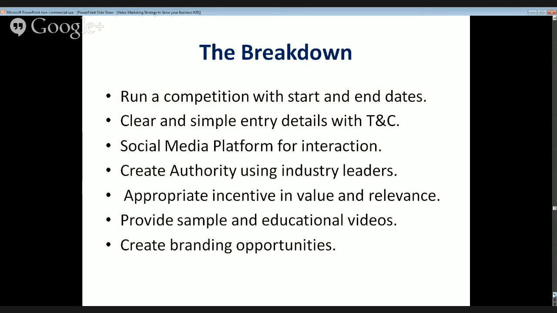And don't forget, obviously, create branding opportunities. Make sure that every video they produce has your brand. Either they're using your product, or you might have a competition on alternative ways of using my product. Get them to put it on video. That way your product is showcased in every single video that's produced. It's really about branding, making sure that your brand is on every single video.